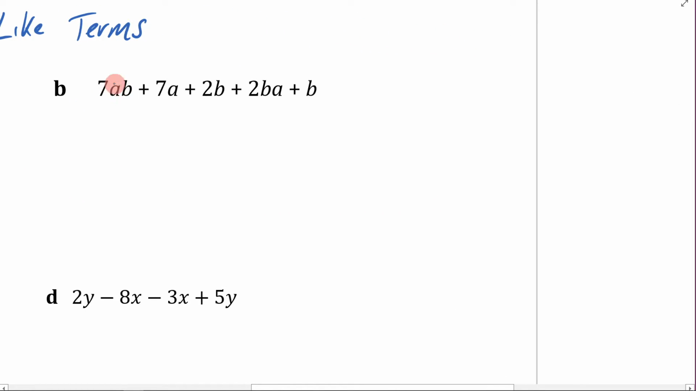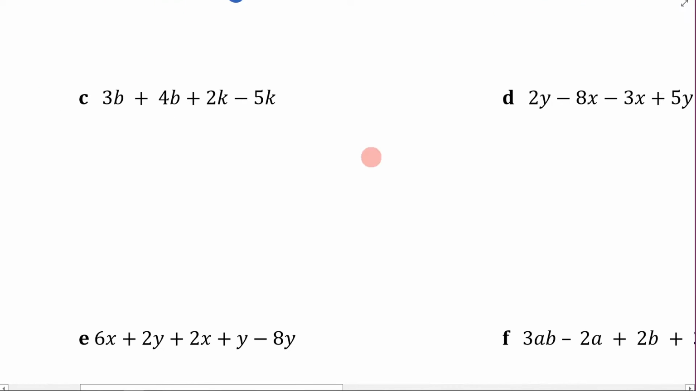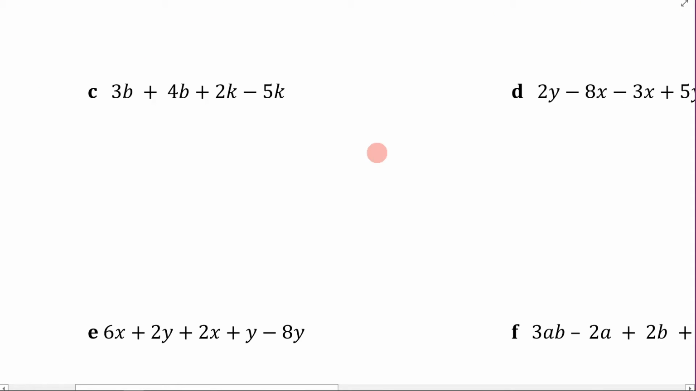I've got 7ab and 2ba. So again, those are like terms. So this is like with that. So 7 plus 2 is 9. So this will be 9ab. And then what else do I have here? I have 7a, which has nothing else with it. What else do I have? I have 2b plus b. So it's going to be plus 7a plus 3b. Next one.